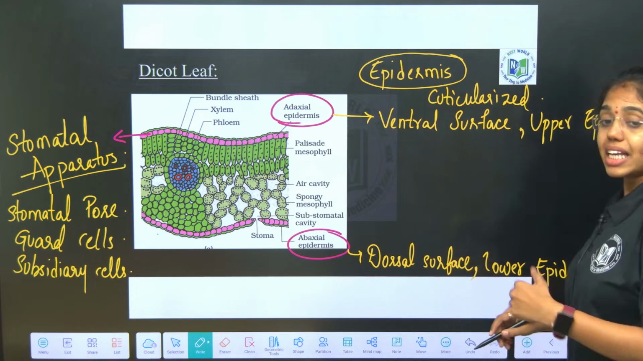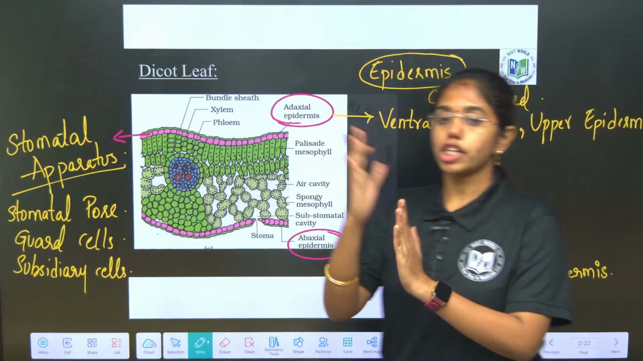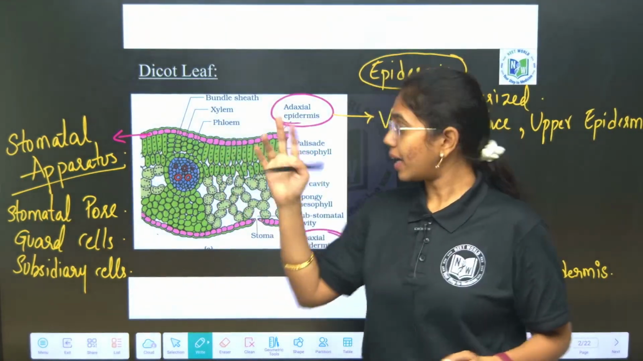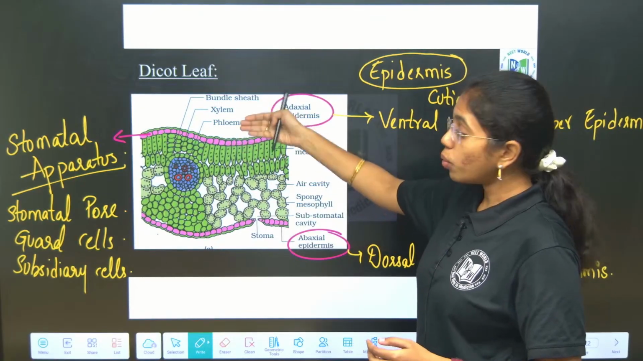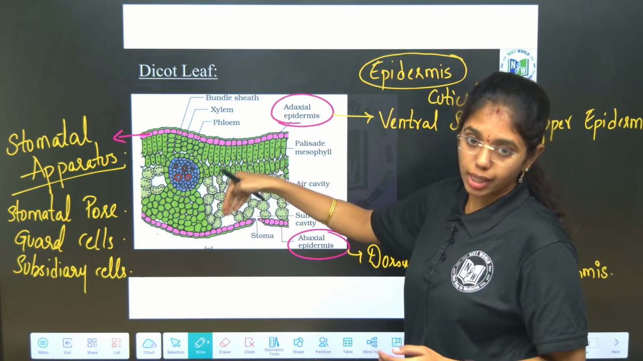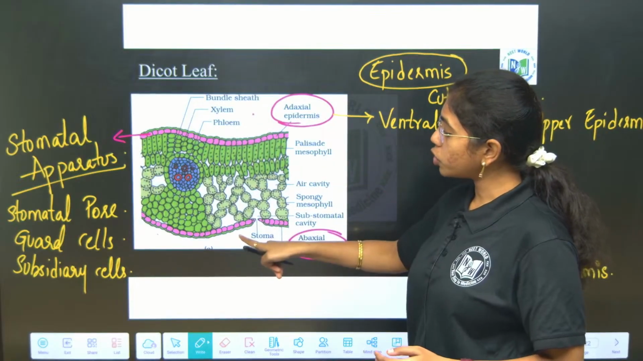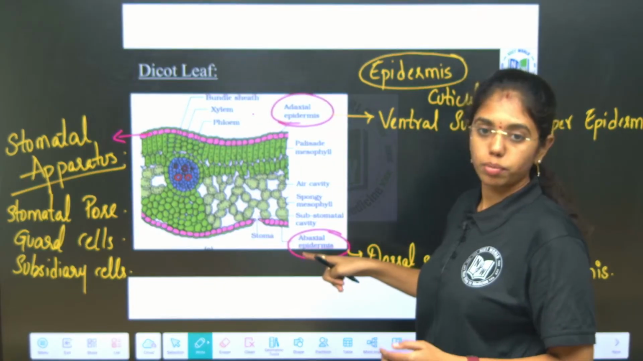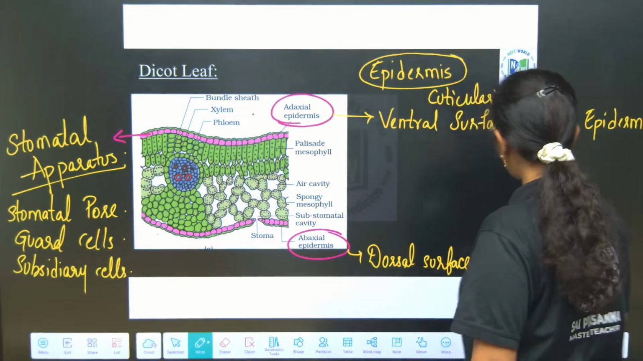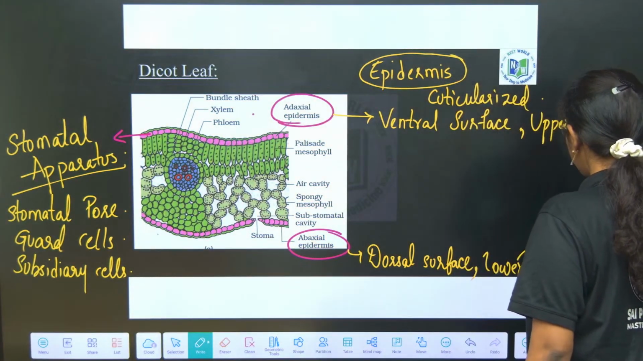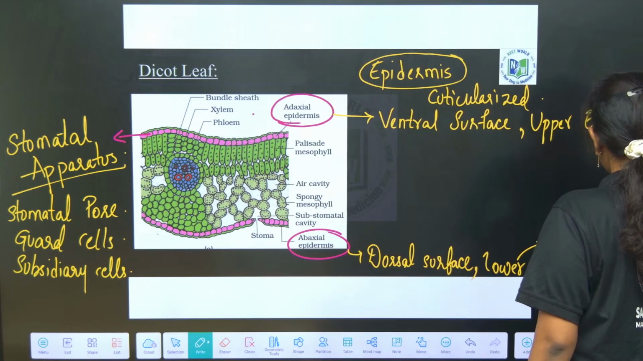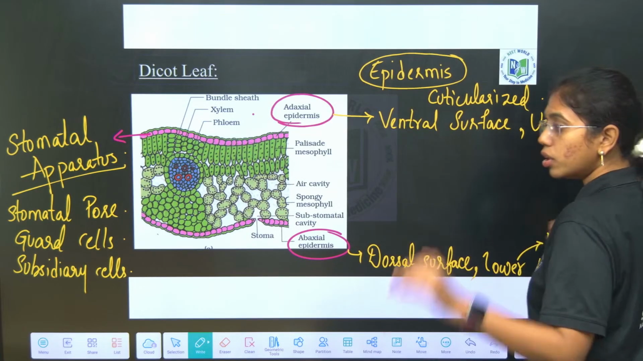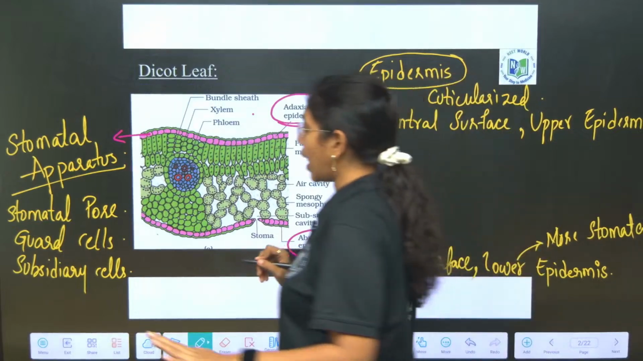This is because the leaf which is exposed towards sunlight, that is the upper epidermis, is exposed towards sunlight. To reduce or to minimize transpiration, more amount of stomata are present on the lower epidermis. Got it? So more stomata are present where? In the lower epidermis. This is an adaptation to reduce the process of transpiration.